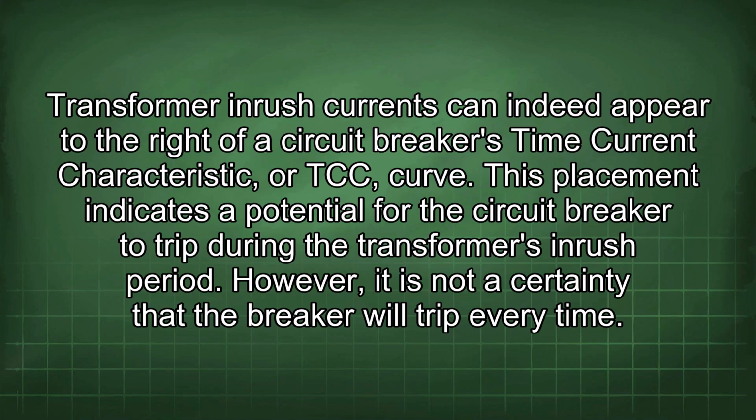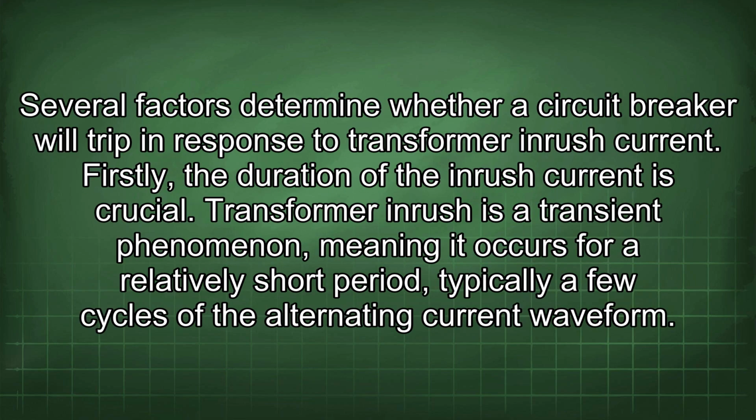Transformer inrush currents can indeed appear to the right of a circuit breaker's time current characteristic, or TCC, curve. This placement indicates a potential for the circuit breaker to trip during the transformer's inrush period. However, it is not a certainty that the breaker will trip every time. Several factors determine whether a circuit breaker will trip in response to transformer inrush current.